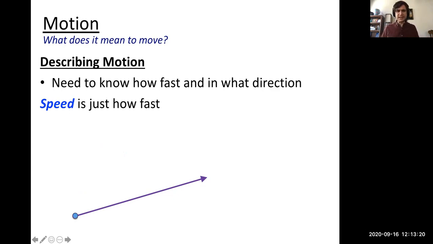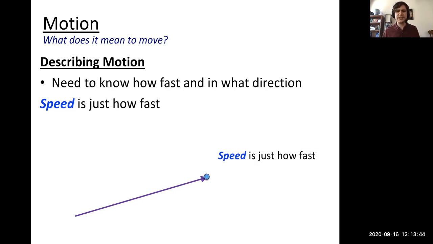Now, speed is probably a term that most of you are already familiar with. And clearly, speed is related to motion. It's just how fast, in what amount of time, an object will travel a certain amount of distance. So it's going to be distance per time. So just how fast something is going. So how fast is this ball moving along this area?